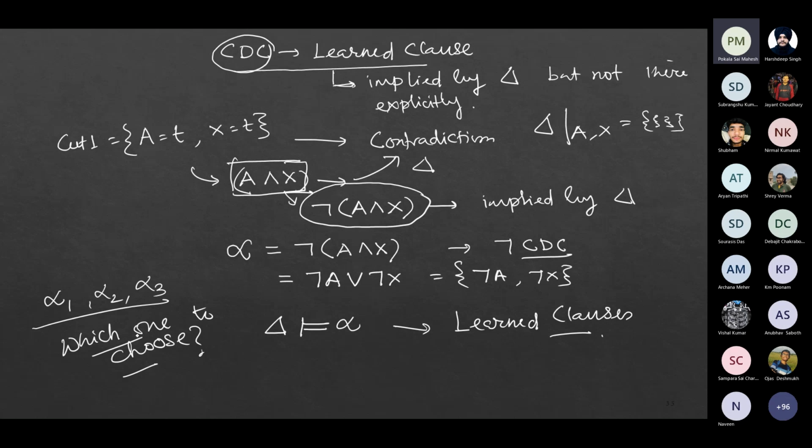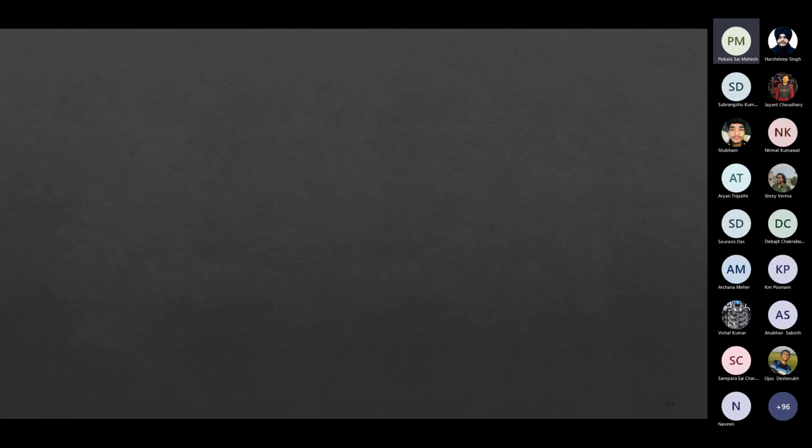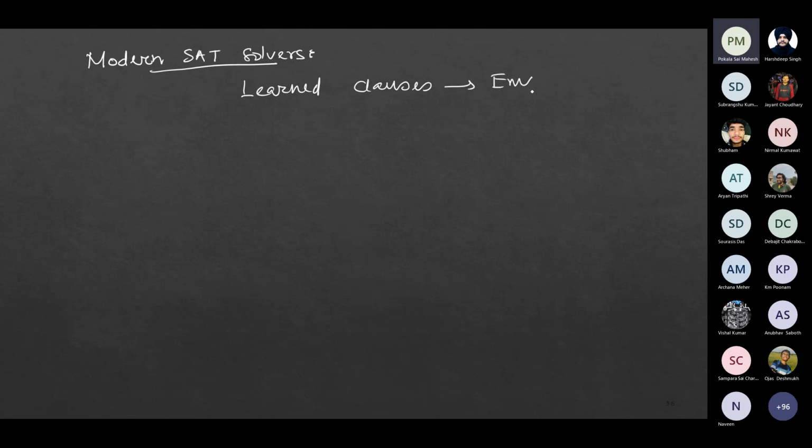So we'll set up a method by which we'll be choosing one out of these three. Again, I'm not going to give you any proof for that, but all these modern SAT solvers make use of these strategies. From the learned clauses, we'll get to the empowering clause. So this is our ultimate goal.